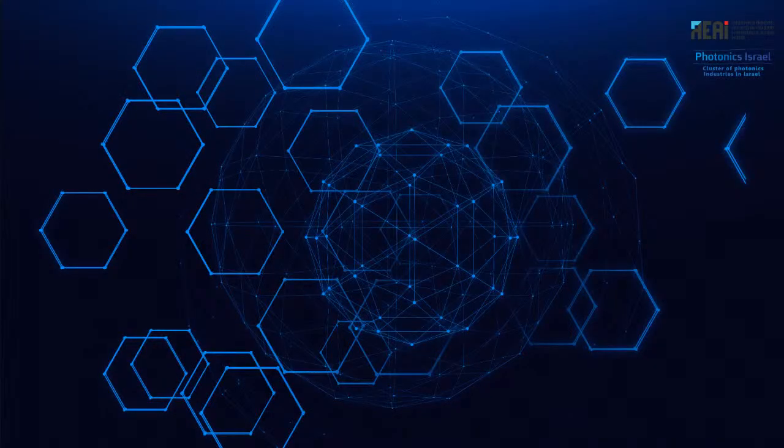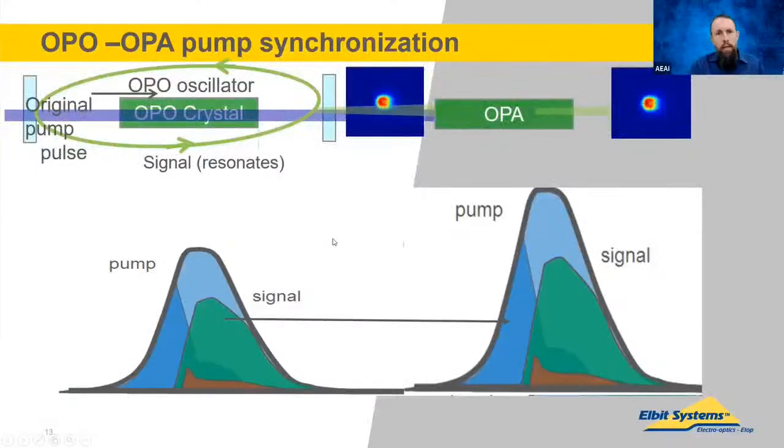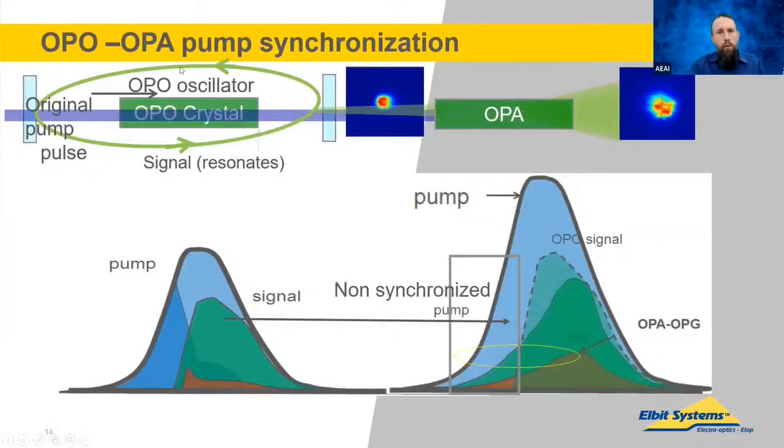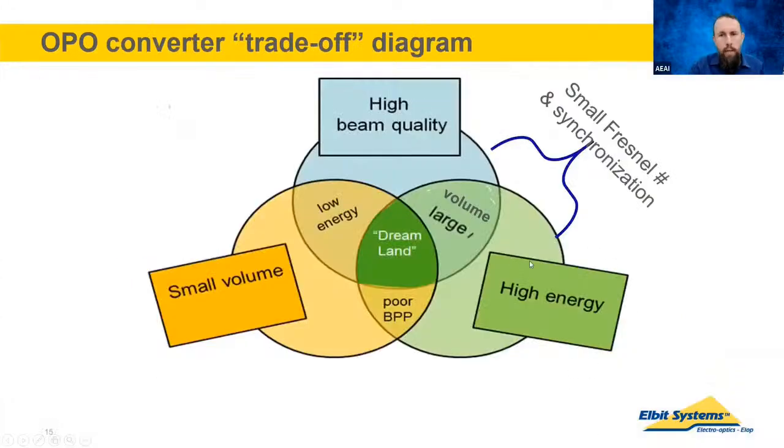But this is not the case when we usually use a low power or low energy oscillator, because what happens usually is that the OPA sees a lot of energy while the signal has a large delay. So the OPO signal comes, but it doesn't overlap the signal which is generated spontaneously in the amplifier. So what happens at the end is that we're going to get a contradiction.